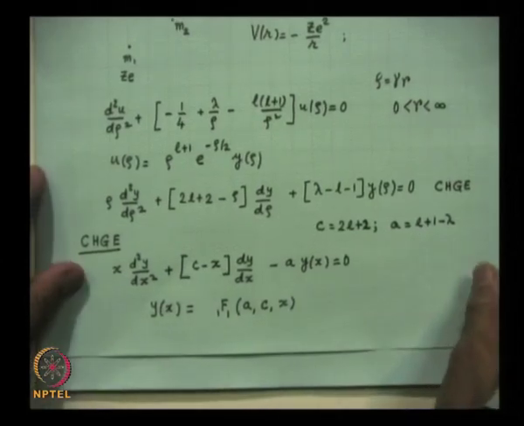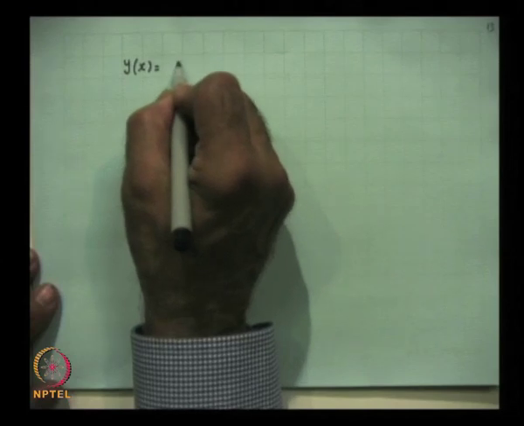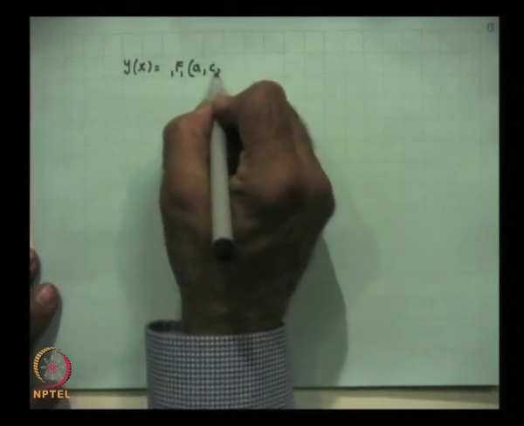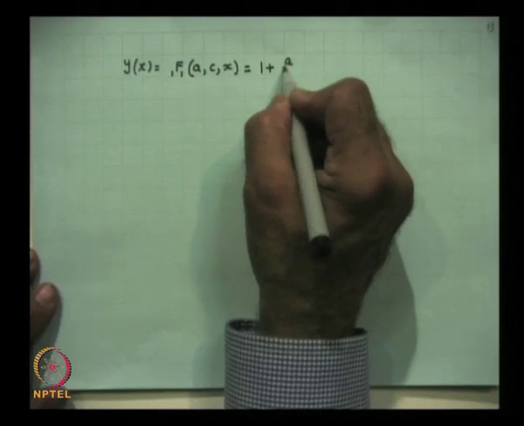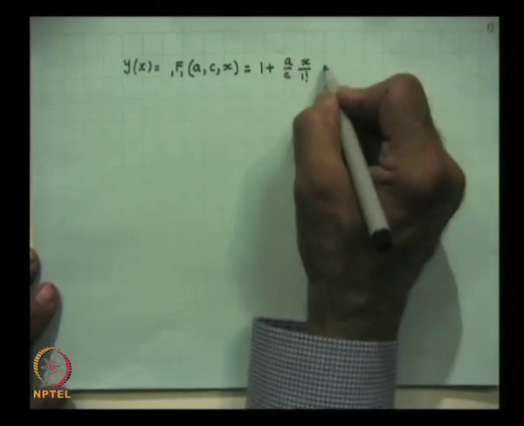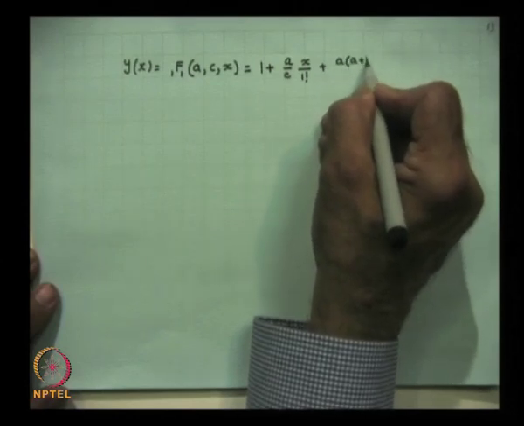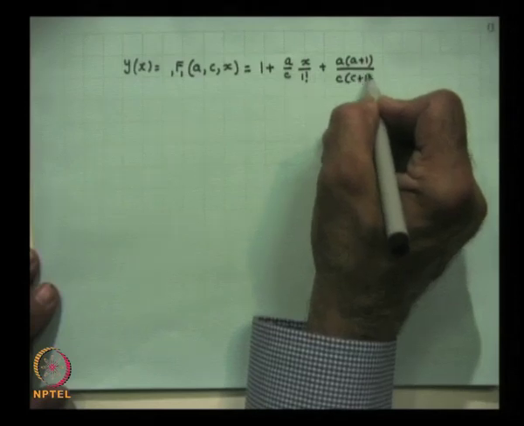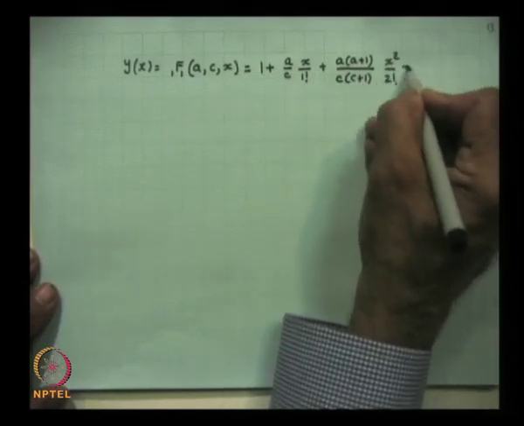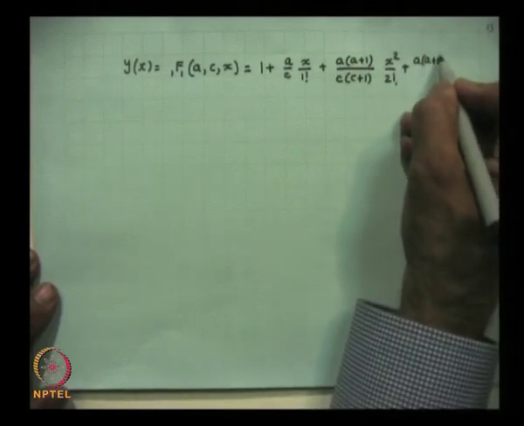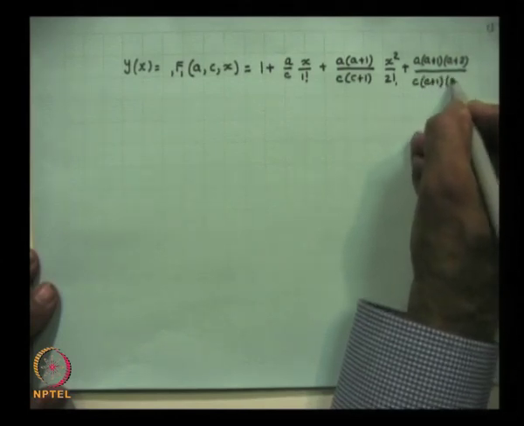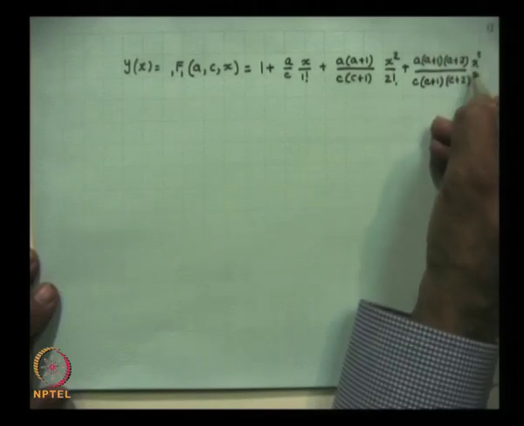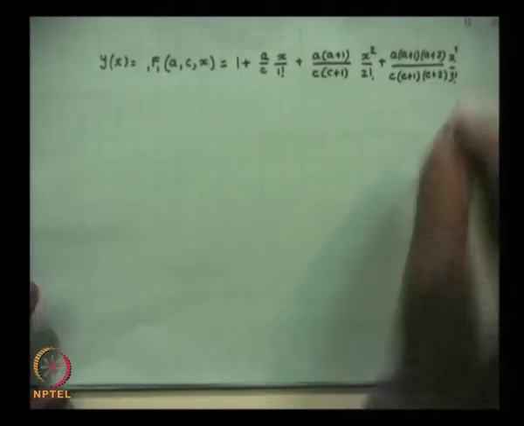So, the well behaved solution is y of x is equal to F11, the confluent hypergeometric function, and the series representing that is very easy to remember: 1 plus a by c x by 1 factorial plus a into a plus 1 divided by c into c plus 1 x square by 2 factorial plus a into a plus 1 into a plus 2 divided by c into c plus 1 into c plus 2, x cube by 3 factorial, and so on.